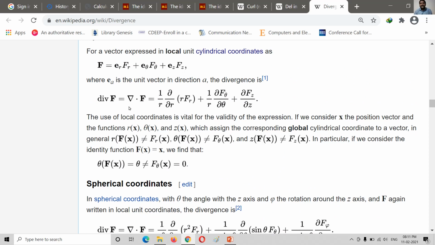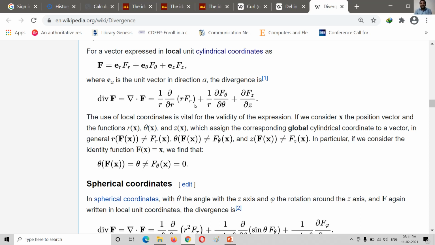So therefore, the divergence of F equals 1 by r del by del r of r into F_r, plus 1 upon r into del by del theta of F_theta, plus del by del z of F_z. Now here the question may arise: why is there a need for 1 by r del by del r of r into F_r?